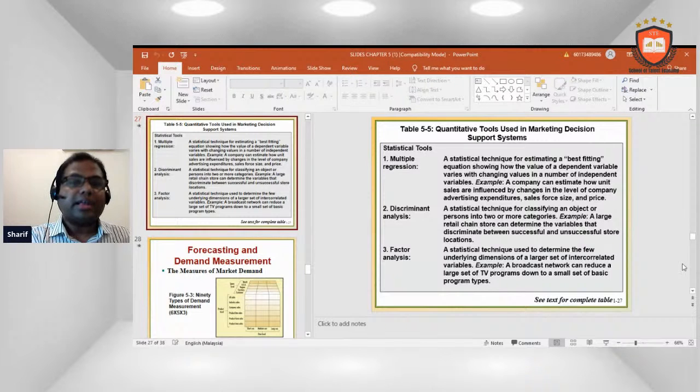Then discriminant analysis, a statistical technique for classifying an object or person into two or more categories. Example, a large retail chain store can determine the variables that discriminate between successful and unsuccessful store locations. Factor analysis is a statistical technique used to determine the few underlying dimensions of a large set of intercorrelated variables. Example, a broadcast network can reduce a large set of TV programs down to a small set of basic program types.